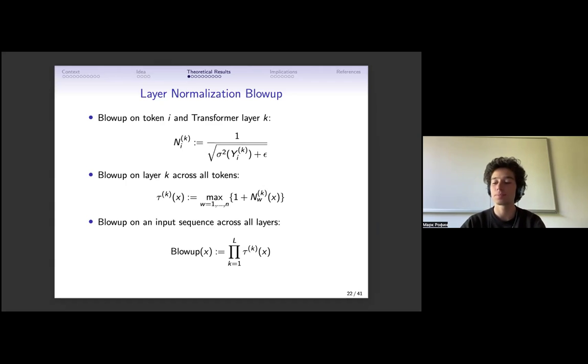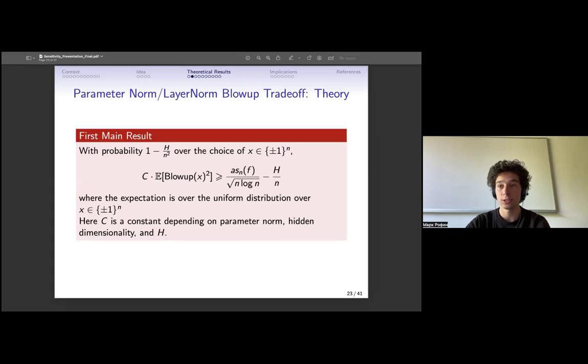And to formalize this, let's just define the blowup. So we have this multiplicator value for each token and for each transformer layer. So this value of n is just something that is multiplied on hidden representations in each layer for each token. And we aggregate it, we take the maximum of that over all tokens and the product of that over all layers. And then we say that this value is the blowup, and the higher the blowup, the more the representations get inflated somewhere in the computations of the transformer. And then we can formulate the property related to this value of blowup, which is the first main theoretical result of the paper.